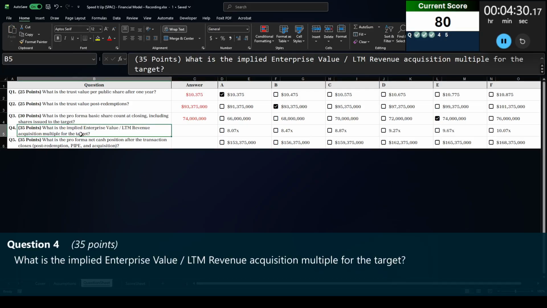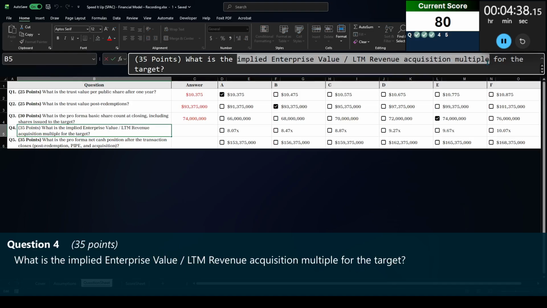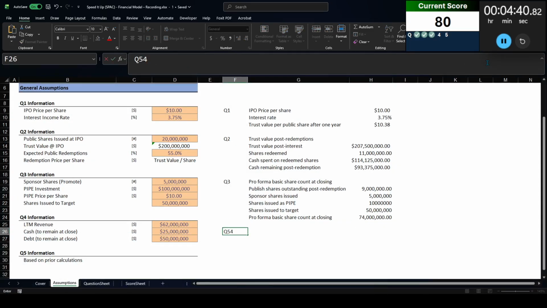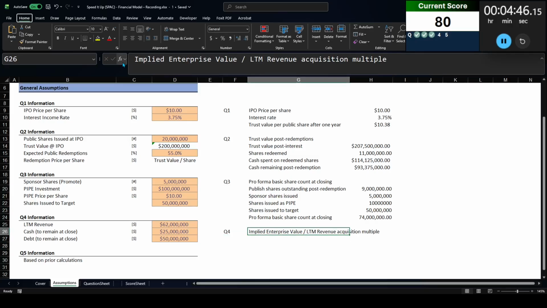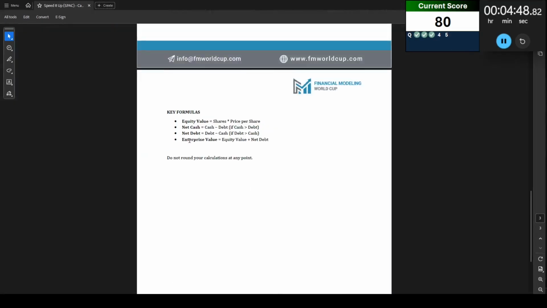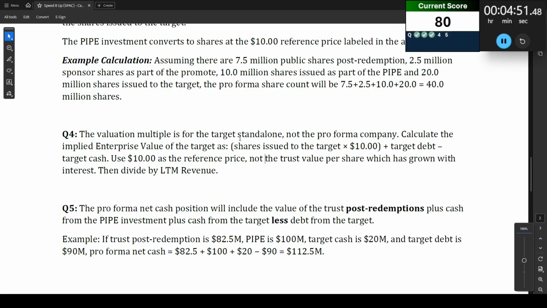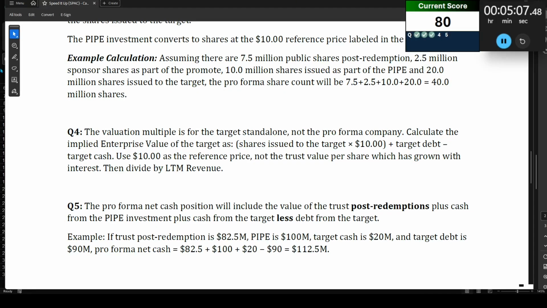Question 4. What is the implied enterprise value over LTM revenue acquisition multiple for the target? All right, so that's the information we're getting for question 4, and let's see how to solve that. The valuation multiple for the target standalone, not the pro forma company. Calculate the implied enterprise value of the target as shares issued to the target times $10 plus target debt minus target cash. Use $10 as a reference price, not the trust value per share, which has grown in interest, then divide by LTM revenue. All right, so once again, we have the formula there.